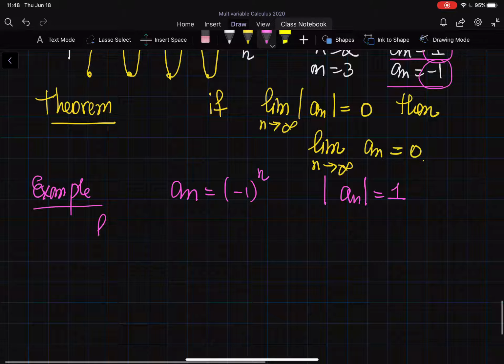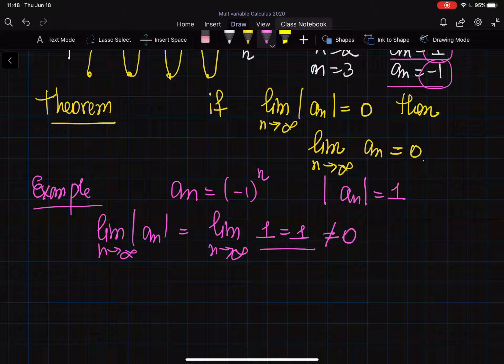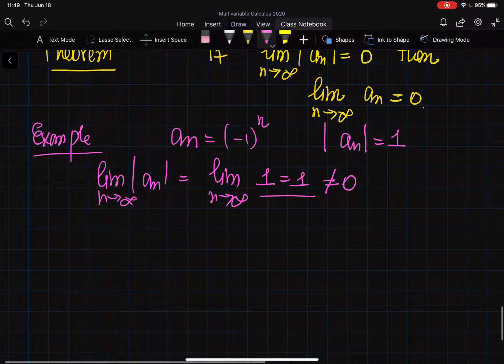So if you would like to find the limit of the absolute value when n goes to infinity, since it doesn't depend on n anymore, it's simply going to be equal to 1. So what does the theorem tell us? It doesn't matter whether n reaches infinity or some number, right? Unless it reaches 0, the sequence is diverging. So if this limit is not equal to 0, then the sequence is diverging. If it is equal to 0, then the sequence would be converging, and it would converge to 0.